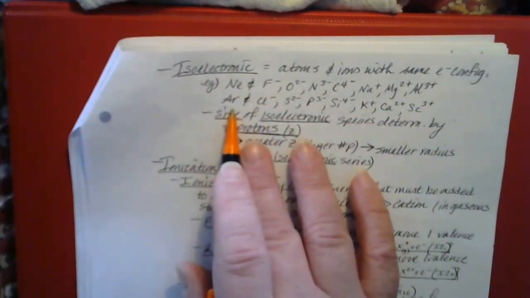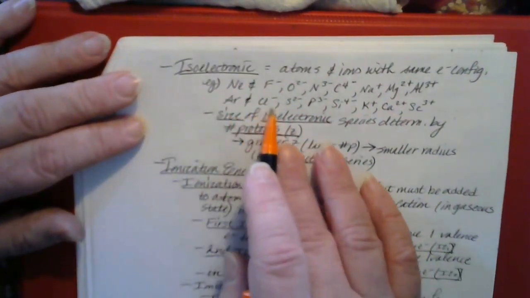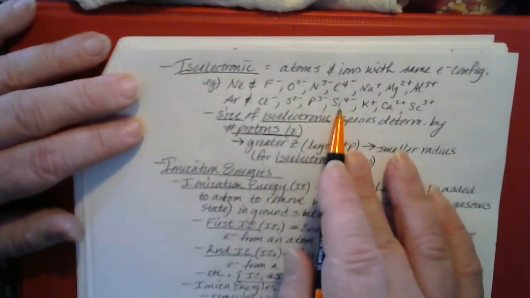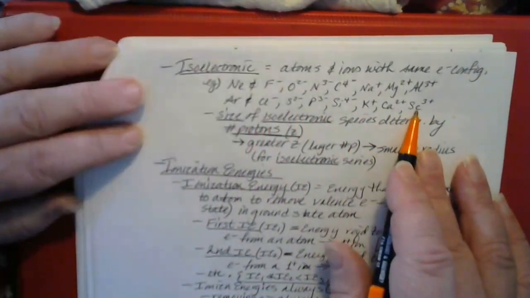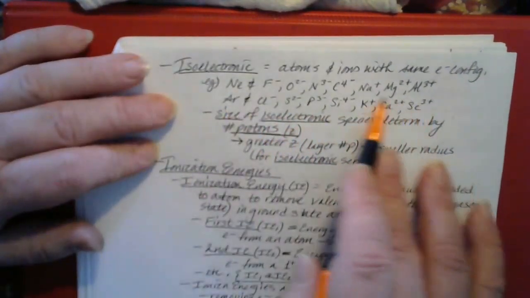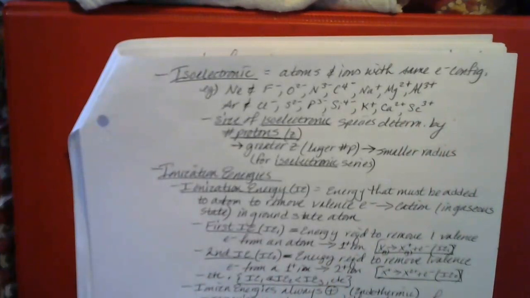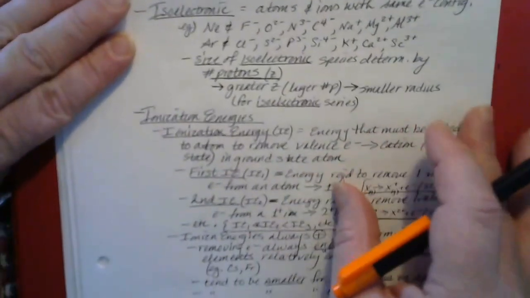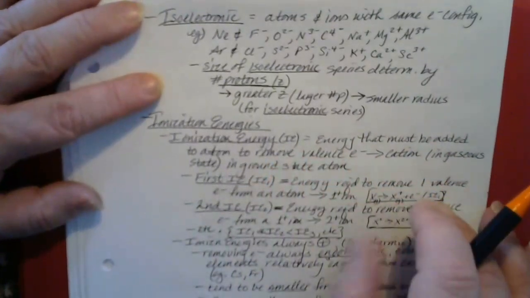You can jump down and do the same kind of thing with argon. Argon is isoelectronic with Cl- and S2- and P3- and Si4-, and also K+, Ca2+, and Sc3+. It goes on and on. But these are all isoelectronic with each other. And that's important to know because, for one thing, being isoelectronic with one of the noble gases is what makes these ions stable and what causes them to form in the first place. But also, you can judge their relative sizes pretty easily if they're isoelectronic with each other.